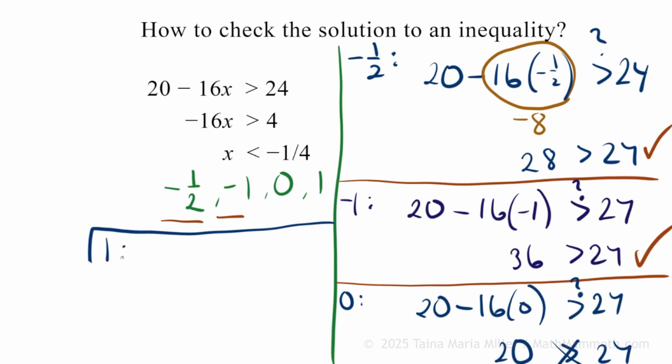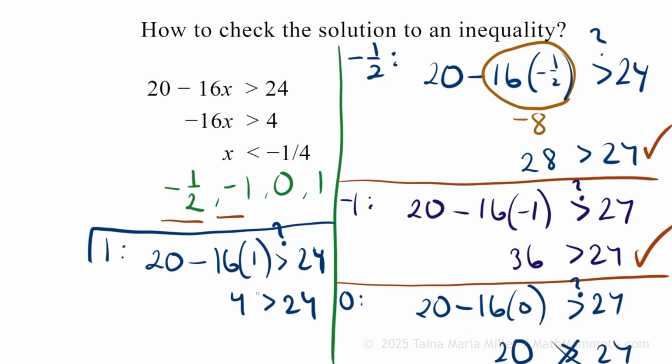And then lastly 1. 20 minus 16 times 1. Is it really greater than 24? This is 16. 20 minus 16 is 4. No, 4 is not greater than 24. So again, a number that is not in the solution set, it does not check the inequality. The inequality is not true. And that's what we wanted. So our check is complete for those 4 values and everything went well. These two that are actually less than -1/4, they fulfilled the inequality, and these two did not.